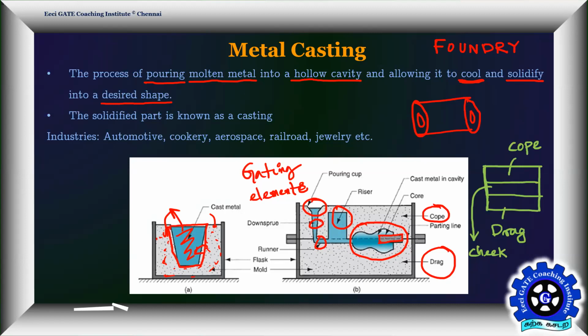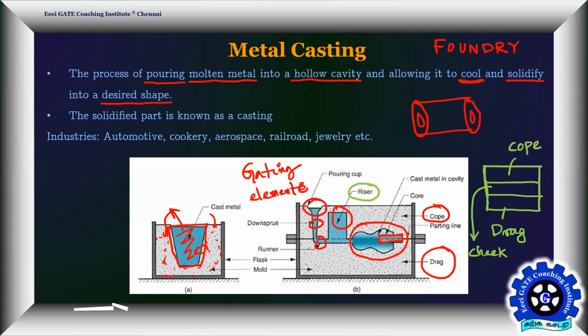So we use these gating elements to make sure that your molten metal enters your cavity at the right time with a proper amount of fluid flow, and that your mold cavity is full. You have to make sure, because you can't see it, it is hidden completely inside the sand particles. To make sure you fill this cavity completely, you will be using these gating elements. The main gating element used is the riser, to make sure that your cavity is completely full.